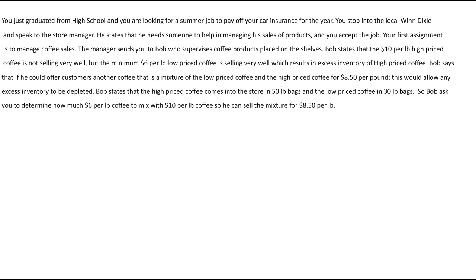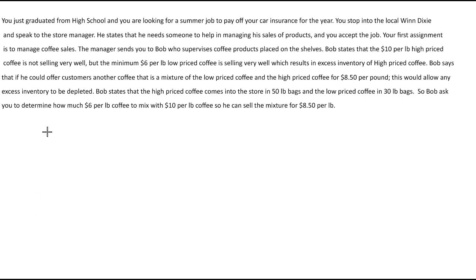Bob states that the high-priced coffee comes into the store in 50-pound bags, and the low-priced coffee comes in 30-pound bags. So Bob asks you to determine how much $6 per pound coffee to mix with the $10 per pound coffee, so he can sell the mixture for $8.50 per pound. So evidently Bob has determined that $8.50 per pound will sell very well, and at least that will give customers a choice: $6 per pound coffee, $8.50 per pound coffee, and then $10 per pound coffee, rather than jumping from $6 to $10 per pound. So, okay, let's see how we would solve that problem.